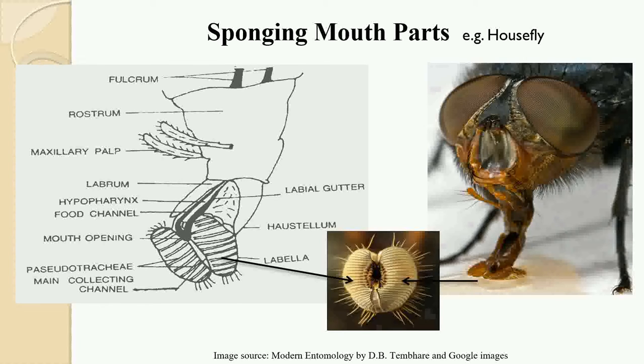So the feeding apparatus is known as the proboscis. This whole structure is referred to as the proboscis. In this diagram you can see this is the proboscis. This proboscis is actually a composite structure formed by the labrum, hypopharynx and the labium. Means three appendages of the mouth part, that is labrum, hypopharynx and labium. These three structures are responsible for forming a composite structure known as the proboscis.